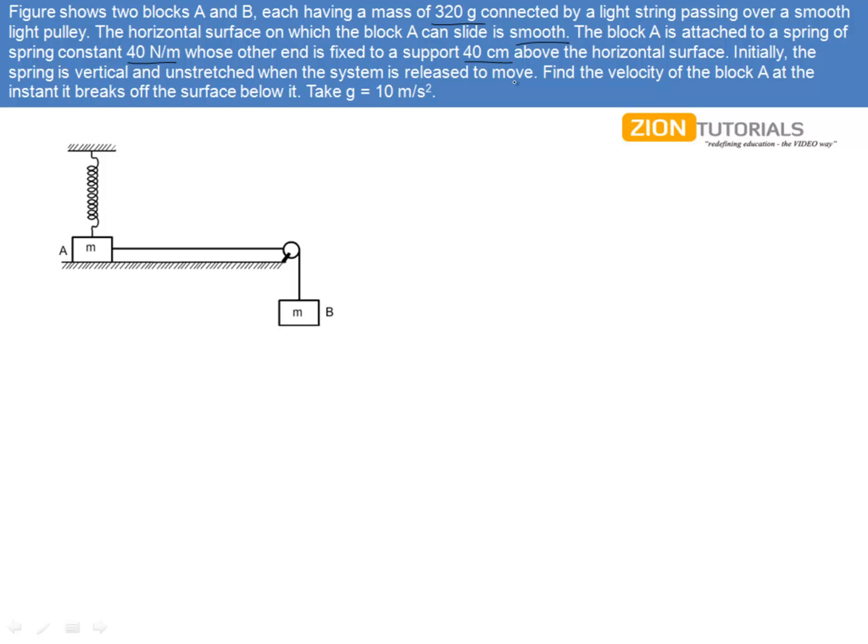When the system is released to move, find the velocity of block A at the instant it breaks off the surface below it. Now, breaking off means leaving the surface, which also means that the normal reaction becomes zero at that moment. So we can show it as a position where there will be mg force in the downward direction, and the spring will be like this, that is at an angle of theta. So obviously this angle will also be theta by alternate interior angles, and at that point the normal reaction becomes zero. So we can write kx cos theta equal to the mg force, right?